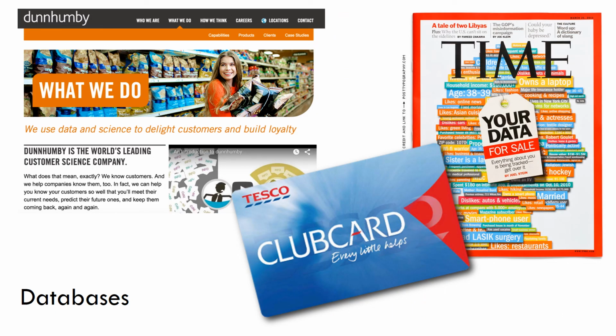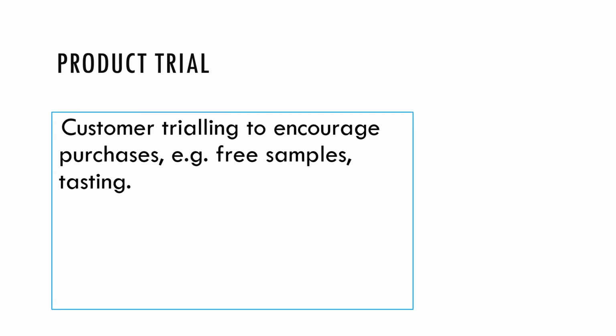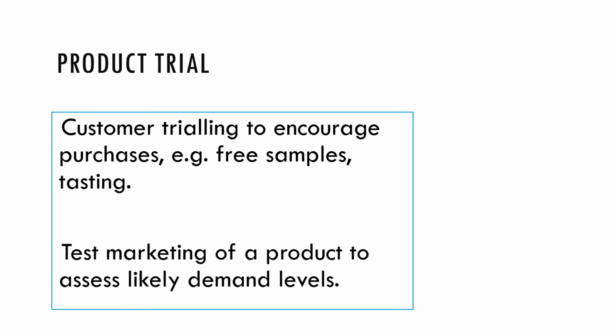Businesses often also have their own electronic databases of customers, if they have a subscription or a loyalty card. And from this, they can gather information about what their customers might like, what they typically buy, and that can help them tailor their products to meet their needs. The final thing we need to be aware of is the concept of a product trial. So often they will give customers products to try for free to encourage purchases. Test marketing a product like this can help them determine how much demand is likely to be for their product.